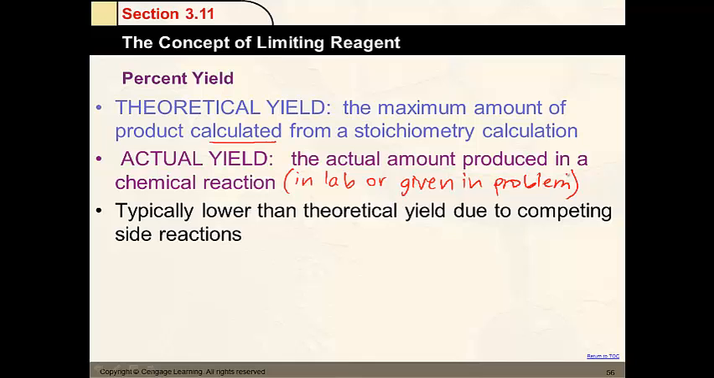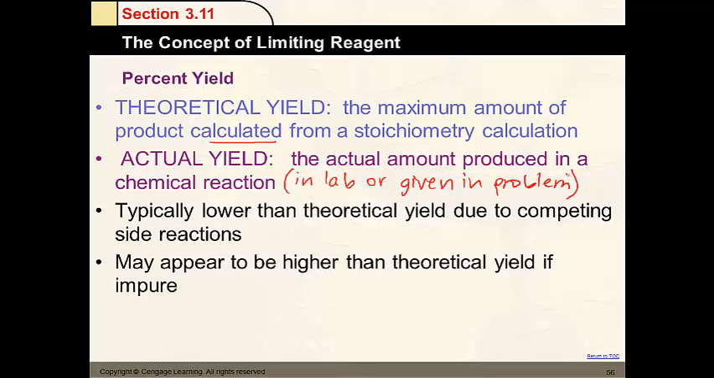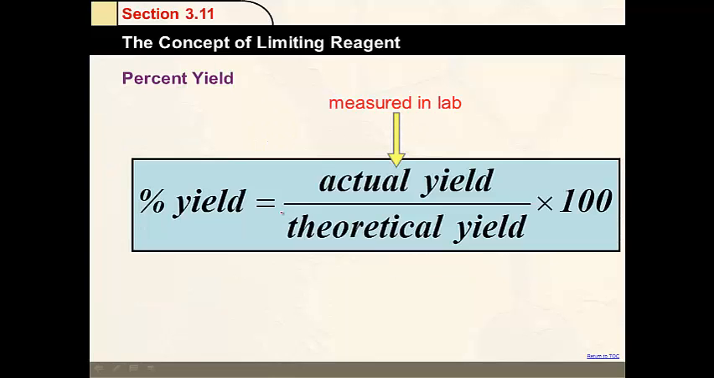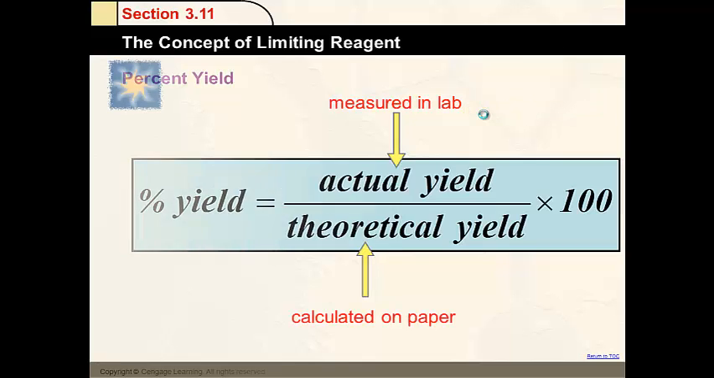Actual yield can be lower than theoretical yield if there are competing reactions that would use up some of your reactants. If you end up with an actual yield that's bigger than theoretical yield, it would be because it's impure. That would be the only way. So again, the actual yield is measured in a lab, or it could be given to you in a problem. And the theoretical yield, you're going to calculate on paper.